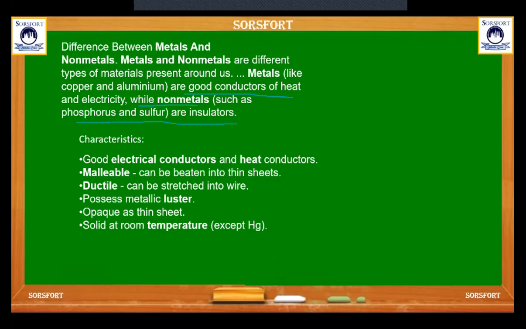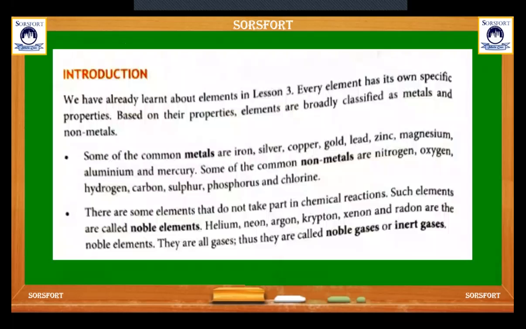Let's come to the characteristics. Good electrical and heat conductors. Malleable, that means can be beaten into thin sheets. Ductile, can be stretched into wire. Possesses metallic luster. Opaque as a thin sheet and solid at room temperature, for example, mercury. This is from your book.